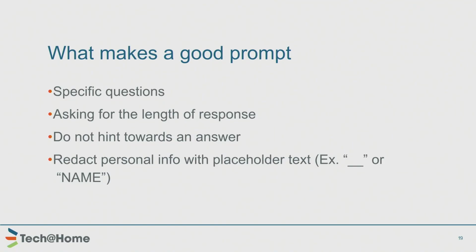So what makes a good prompt? So when you are prompting AI, you want to be asking very specific questions. You want to be saying, "Hey, I need this exact thing." You also want to specify the length of response. If you do not specify, "Hey, I want a 5-sentence response," oftentimes it will give you a book. It will give you so much information and it will be less useful to you than you would have been just researching. So you also do not want to hint towards an answer when you're building your prompt.